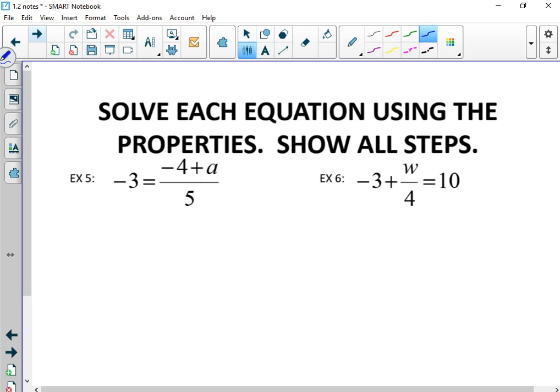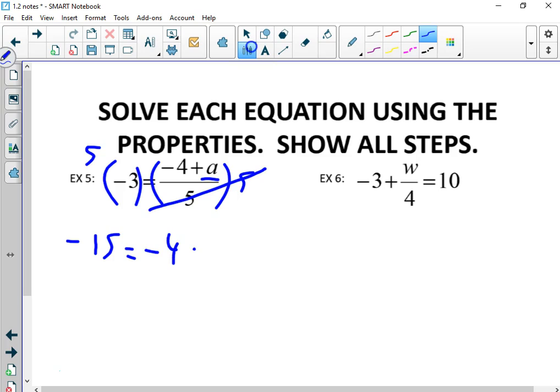Okay, same concept here. There's more practice. Okay, we want to get to this A. The problem is the top is being divided by 5. We got to get rid of that denominator first. So we do that. Multiply by 5, multiply by 5. So that's negative 15. Positive times negative. Equals, the 5's cancel. Be careful here. Negative 4 plus A.